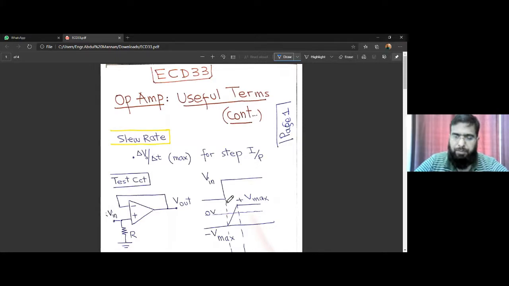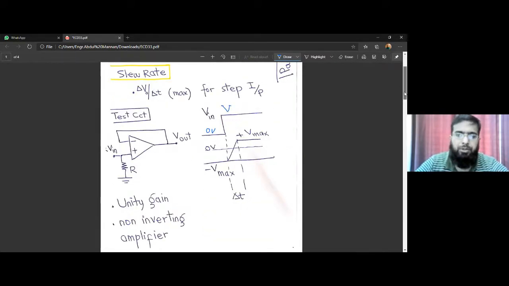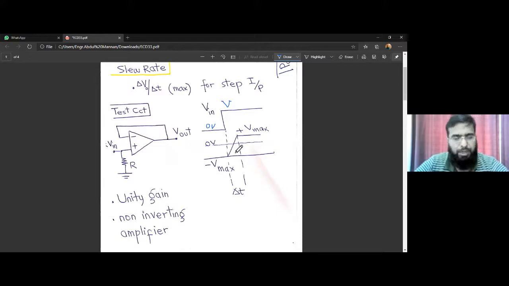Step input is this. If we apply this as input, step means that we take a step and jump to V in when we were at 0 volts. So this means a step. Step means a sudden jump. So if the input takes a sudden jump from 0 to a max value, maybe capital V, what is the way the output behaves? Can the output follow it exactly in the same way, or is the output a bit slow? Yes, the second thing is true. The output is slow.